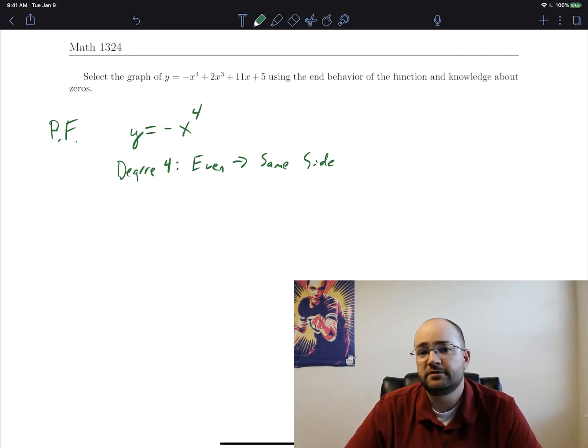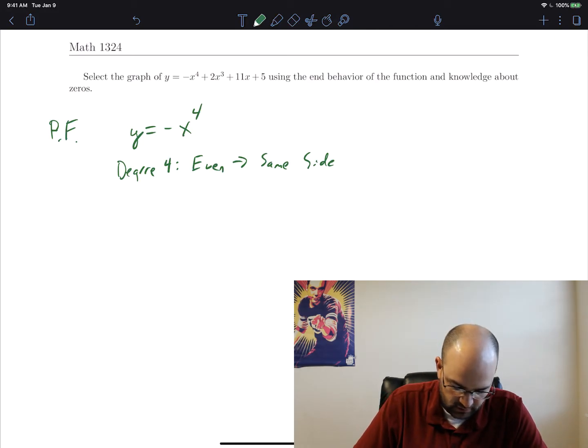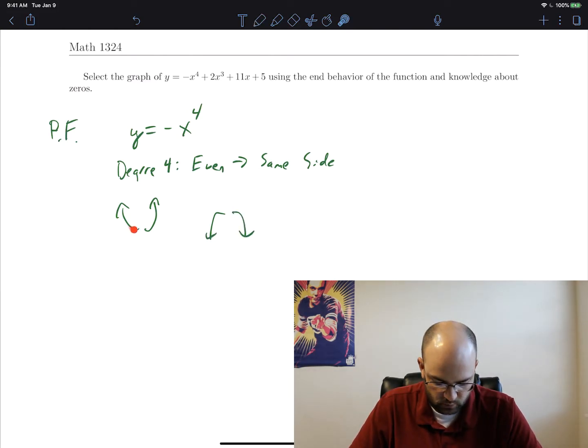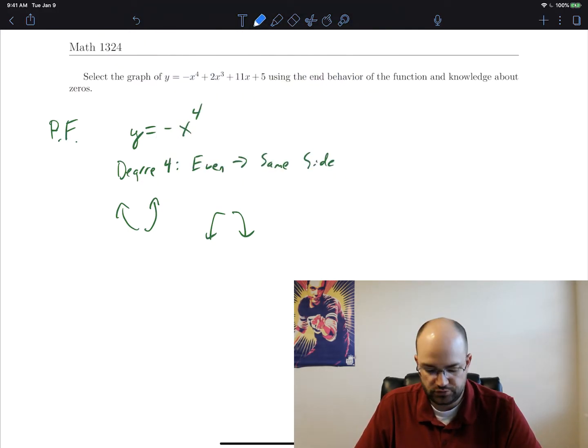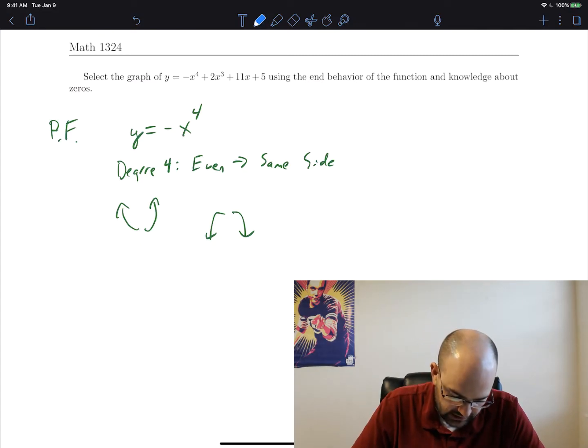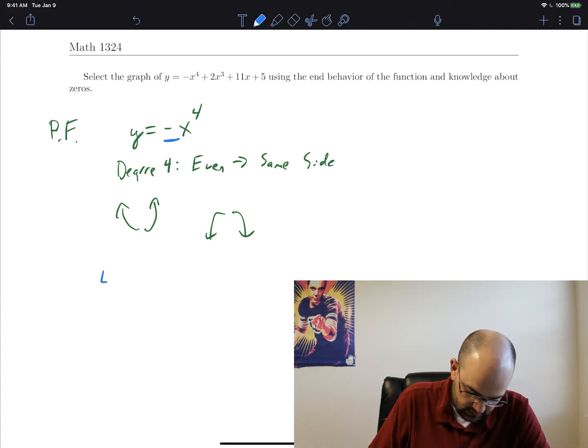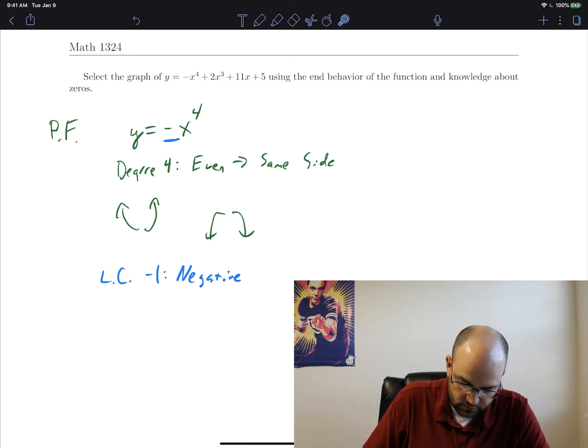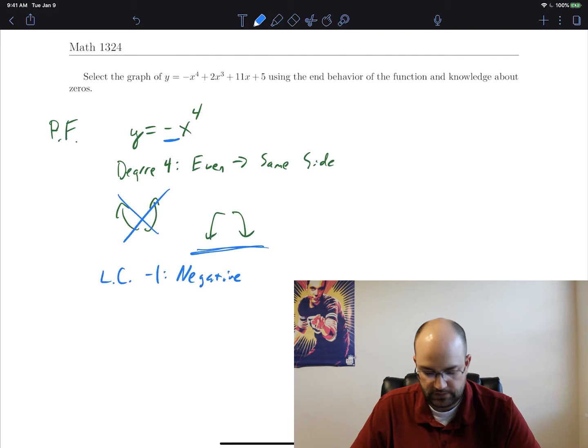And what that tells me is that there are two different possibilities. It can be going up to the left and up to the right, or down to the left and down to the right, with some weirdness happening possibly in between. Which one of these two do we choose? We look at the leading coefficient. The leading coefficient here is -1, which is, of course, negative. So that tells me that I do not use that one, but I do use that one.